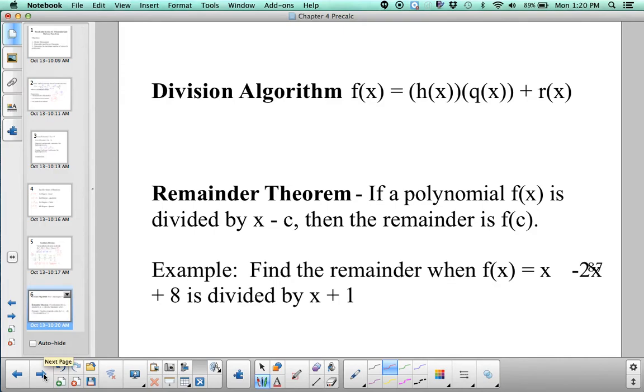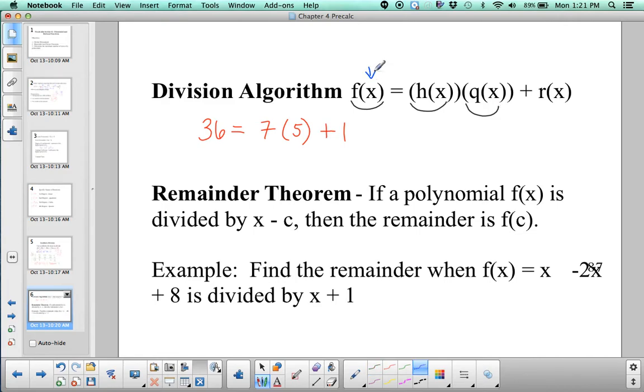And now let's talk about the division algorithm. This is in polynomial form, and I can do a simpler form. For example, 36 can be rewritten as 7 times 5 plus 1. That's all this is saying, but in terms of polynomials: the polynomial h of x times q of x plus r of x is going to be equal to our polynomial f of x. And we can give each of those names.